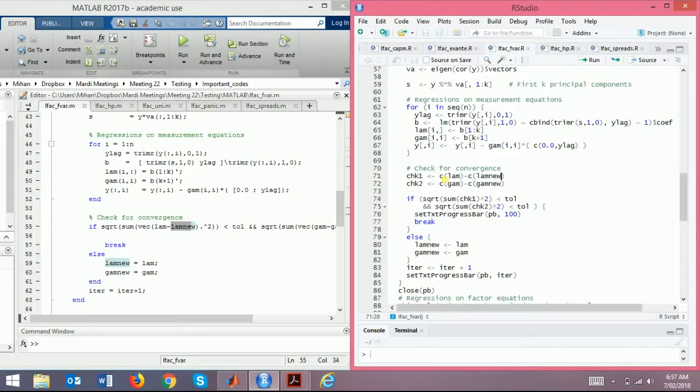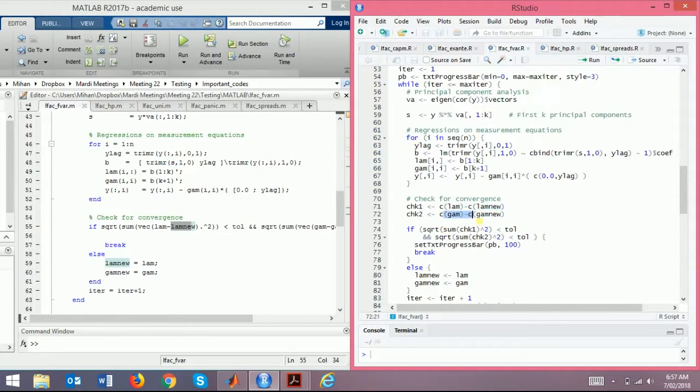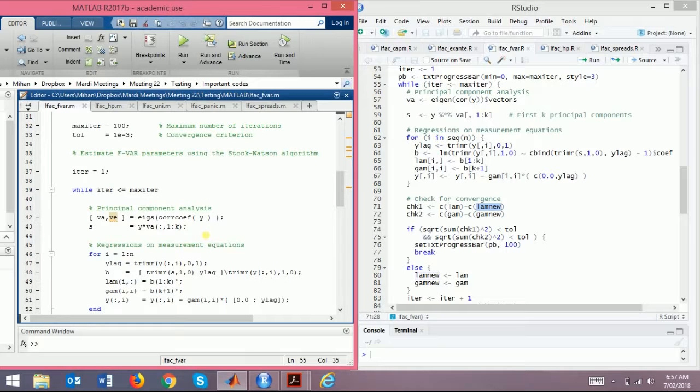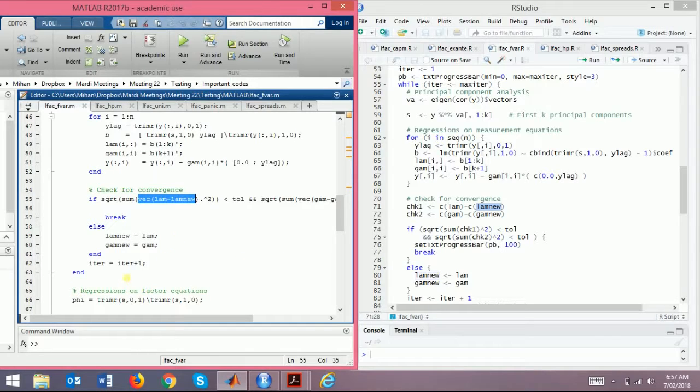So check one, see lambda and lambda nu. Check two, we have also estimated gamma nu. The difference between the new value and the older value is being checked. So the square root of the summation of, we want the lambdas to be vectorized. We're doing a lot of conditions together. Lambda is not a vector, gamma is not a vector. They're all matrices, right? So we vectorize and sum them all up.